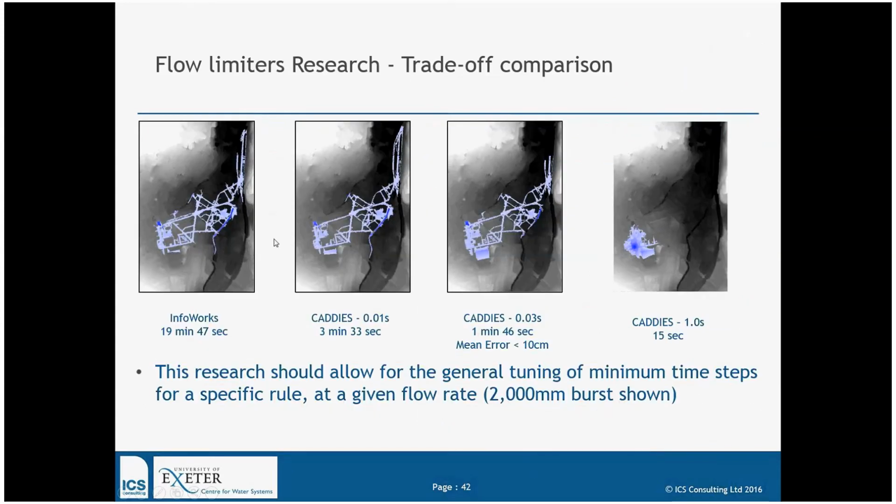So on this very large scale test case, we've got InfoWorks on the GPU taking 20 minutes, and CADDIES will take about 3 minutes, where if we increase the time step, we can get it down to 1 minute 46, half the time, keeping the mean error below sort of 10 centimeters. What we don't want to do is go right up to a 1 second minimum time step, which is obviously not very good quality.